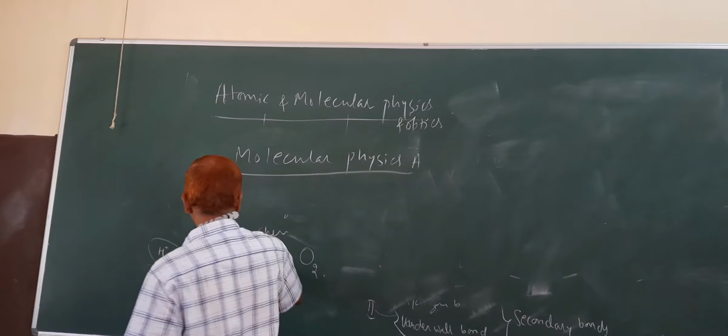monoatomic substances. And HCl, H2, these are diatomic molecules. Diatomic HCl, H2, they consist of two atoms. If the two atoms are the same, they are homonuclear diatomic molecules. If they are different, heteronuclear diatomic molecules. And we also have triatomic molecules.